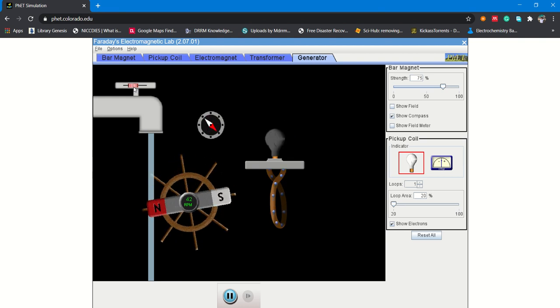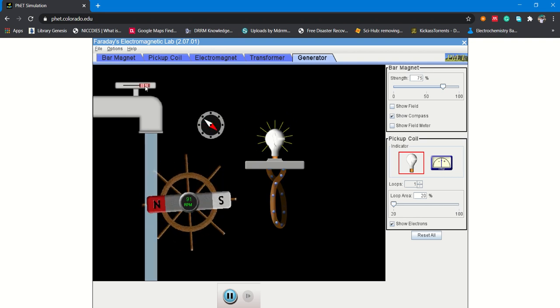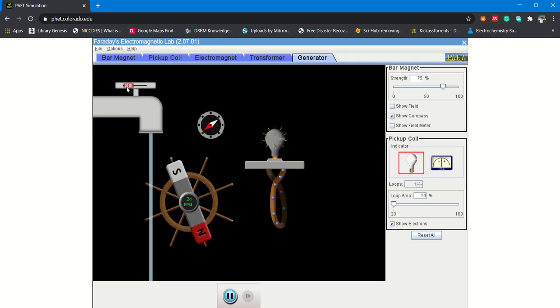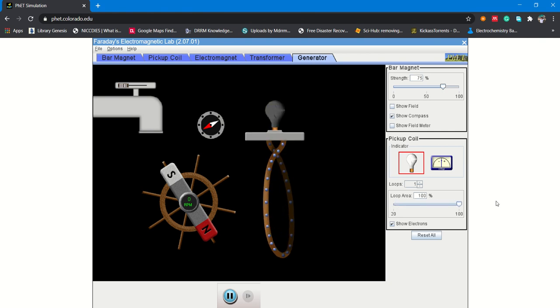Right. So maraming approach or variations sa experiment na ito. You can either increase the speed. Makikita nyo naman may RPM, di ba? Or you can change how big the coil is. Okay? You can change that.